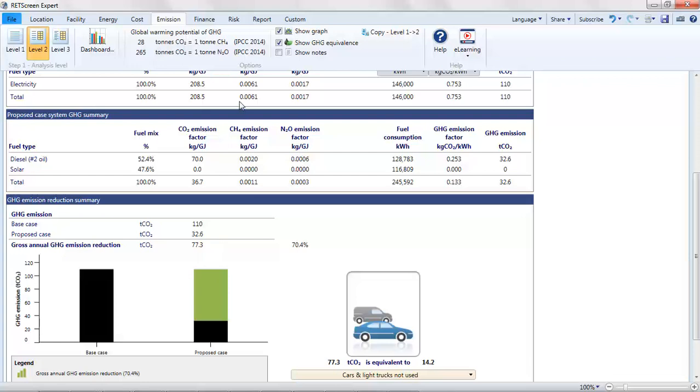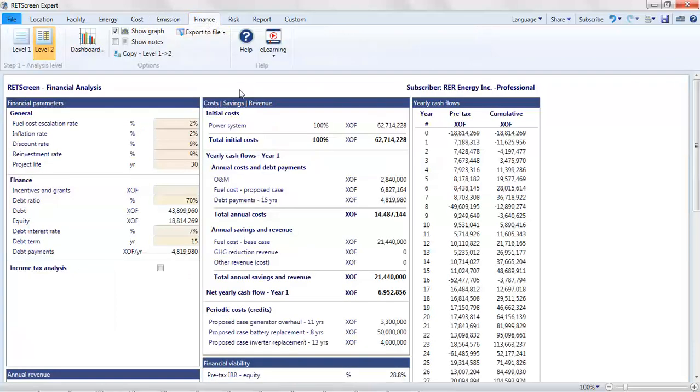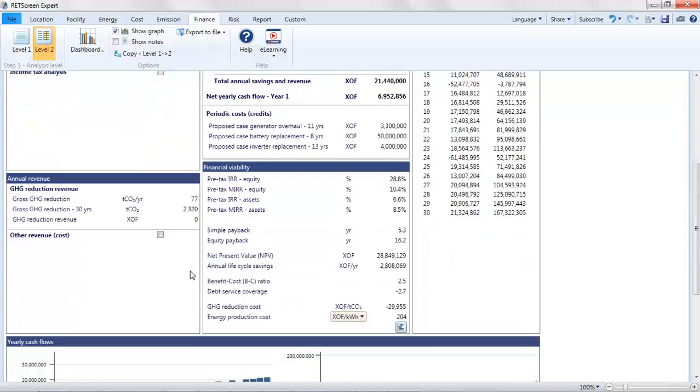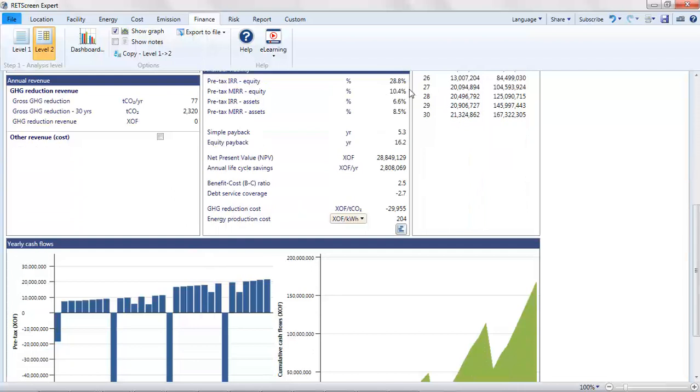Finally, we get to the finance worksheet. We would really need to study the assumptions here, the discount rate, inflation rate, debt ratio, and debt interest rate, in some depth to determine whether they are reasonable for Burkina Faso. They could be very different from these figures for Canada. But if I just accept these and look at the results, I see that this is a very profitable project with a pre-tax internal rate of return on equity of 29% and a solidly positive net present value.